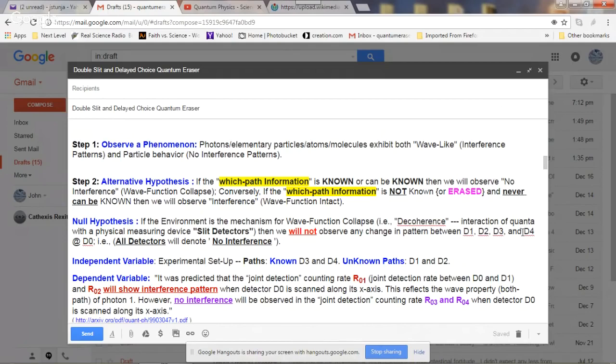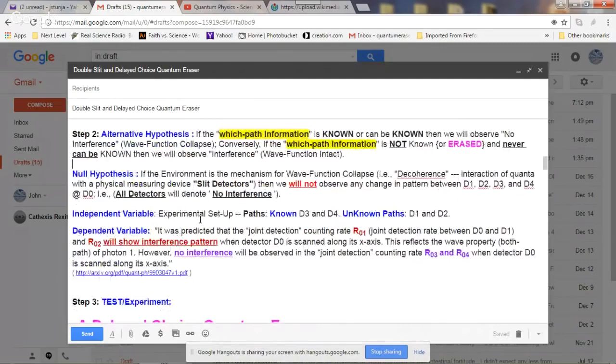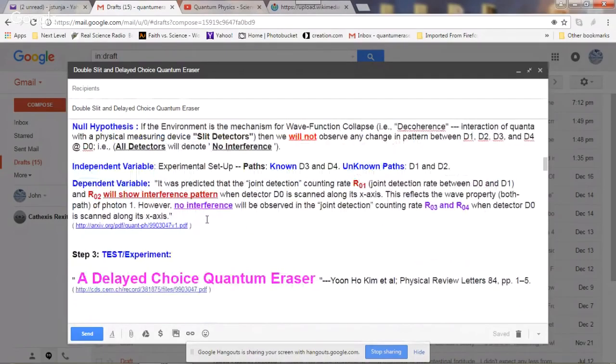These are called detectors, like I said. It breeds confusion, but these are catcher's mitts, and you'll see them here in a second. Detectors or catcher's mitts will denote no interference. Our independent variable in this experiment is inside the experimental setup. You're going to see that here in a minute. And it's the paths. You've got known paths, that's D3 and D4, versus unknown paths, D1 and D2.